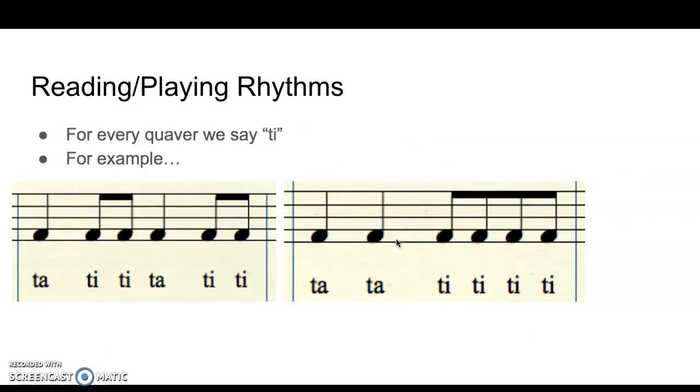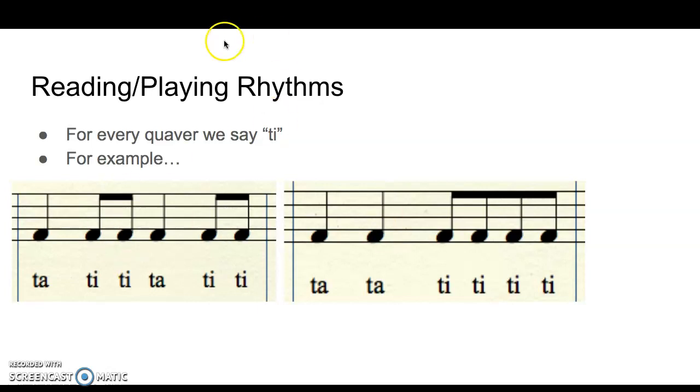When you see quavers, we're going to say ti. So if you remember, for crotchets we said ta, for quavers we're going to say ti. And again, we normally group them in 2, and for all the examples we're doing in first year, they would be in groups of 2 or groups of 4. So let's have a look at the first one here. We have crotchet, 2 quavers, crotchet, 2 quavers.